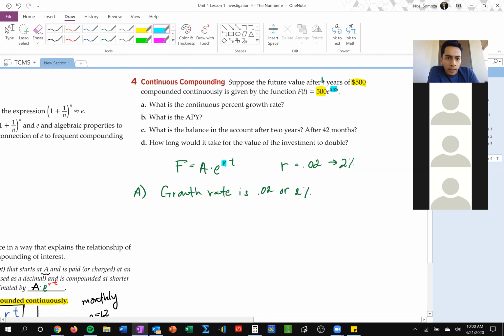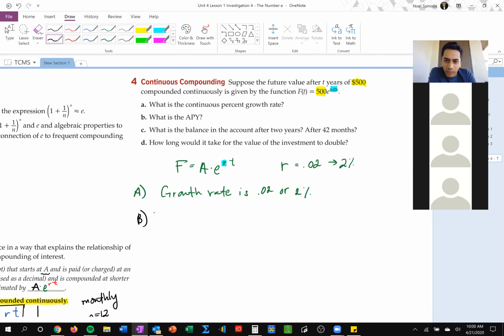All right. Okay, now B is asking what's the APY? Well, APY is slightly different from APR. The rate that you're being told that it's going to grow at doesn't necessarily reflect all the time what you do end up with at the end of the year. So what is the APY?